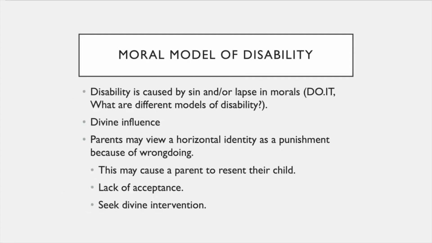Now we are going to examine the moral model. According to a website titled What Are Different Models of Disability, the moral model looks at a disability as being caused by a sin and/or lapse in morals. Divine influence comes into play. Parents may view their child with a horizontal identity as a punishment because of a wrongdoing they did. This may cause a parent to resent their child or feel guilty because of their fate. This decreases the likelihood of acceptance. So individuals may turn to divine intervention for help and guidance when we're talking about this horizontal identity specifically.